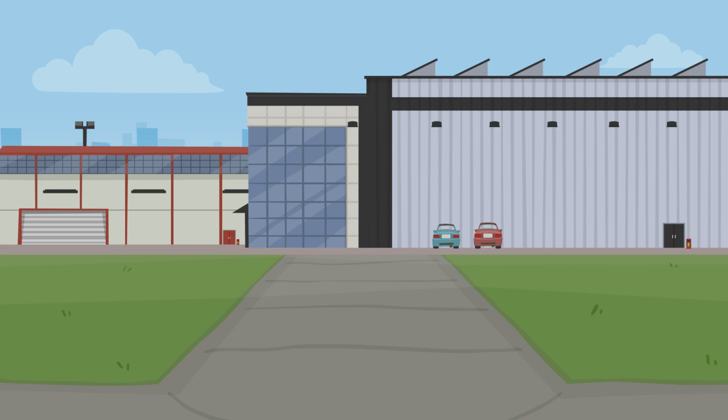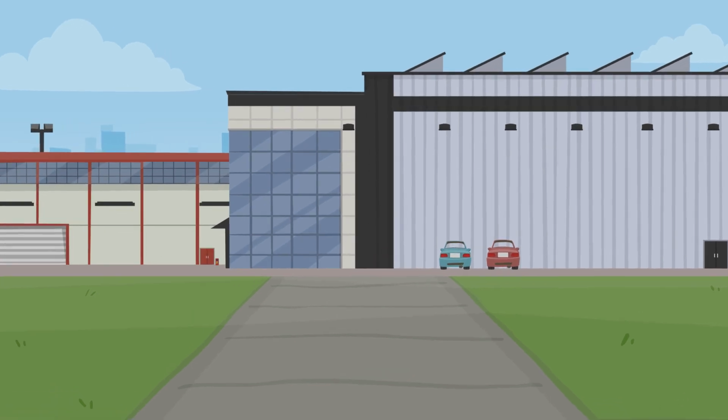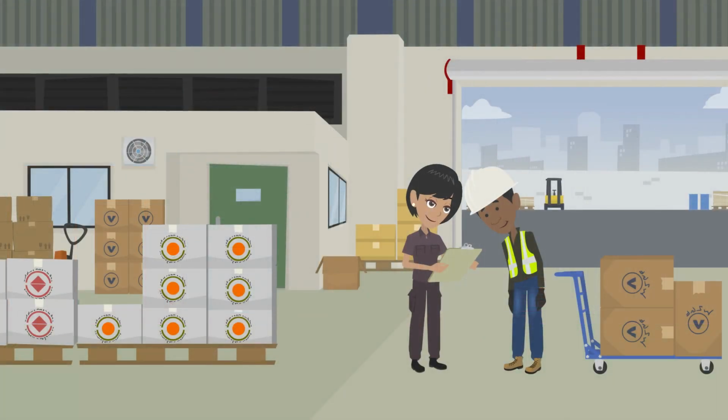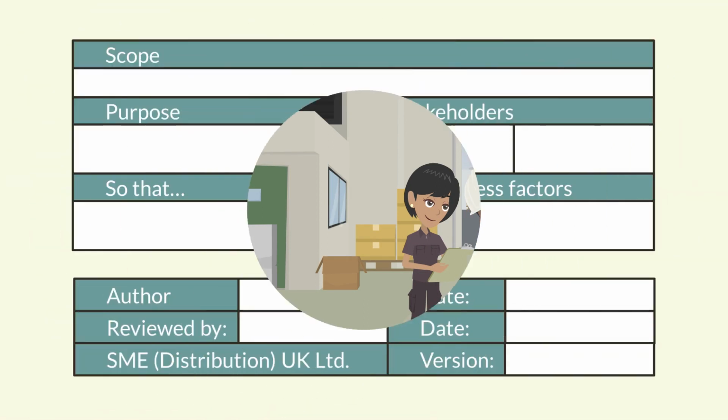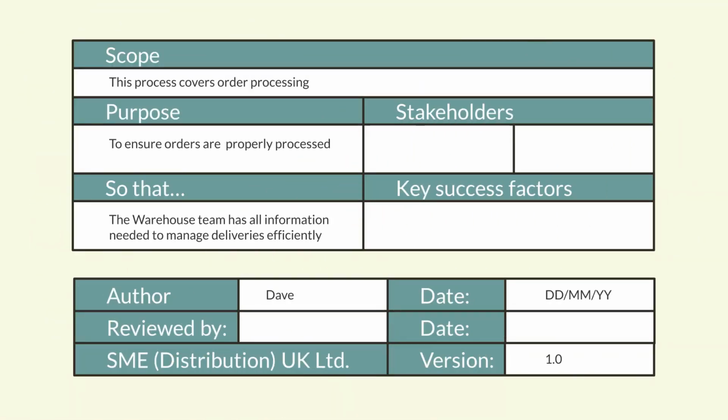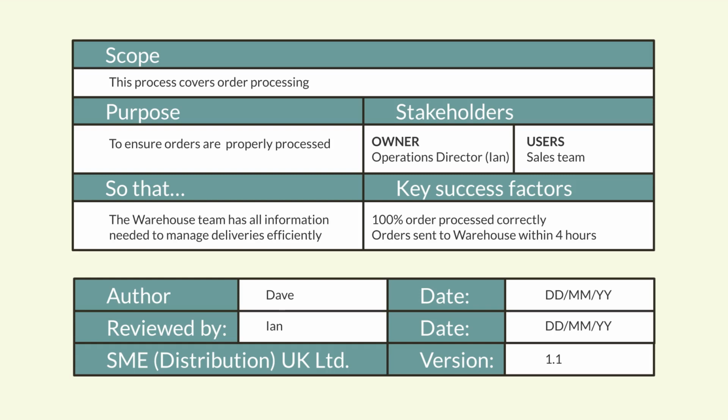In this video, we'll look at 3 common approaches to business process mapping using a simple fictional example of a distribution company. When mapping any process, it's good practice to include details of what the process relates to, when it was created, and when it was last updated, and who owns the process, or at least who made the latest version. It might also be useful to define who are the intended users of the process and what the process is expected to deliver.